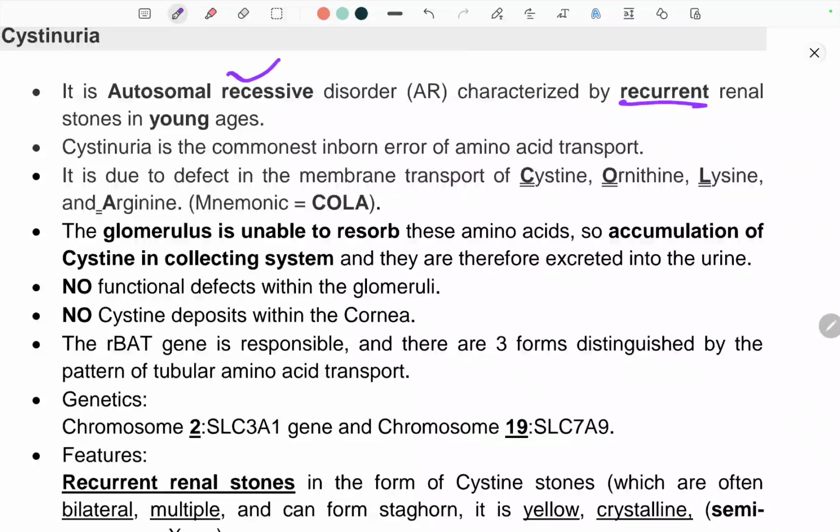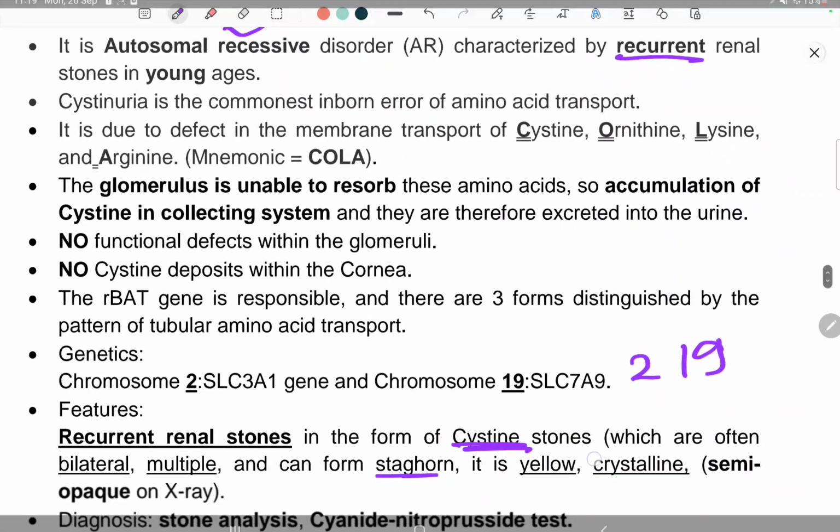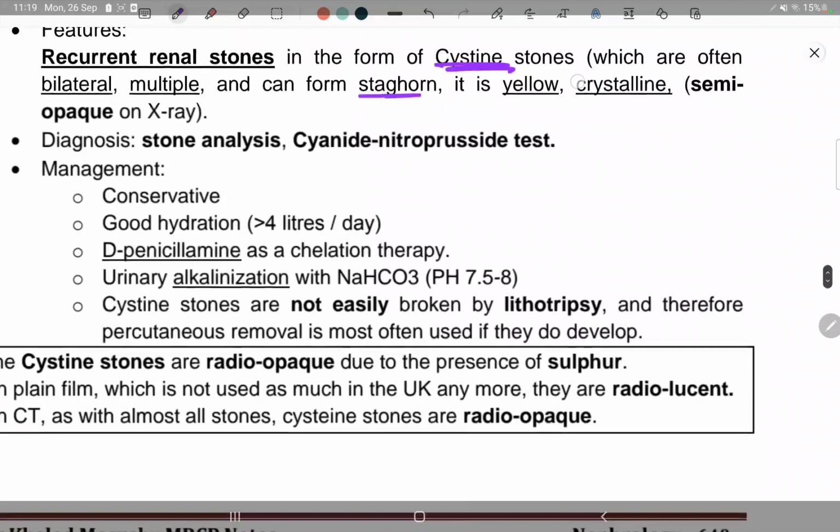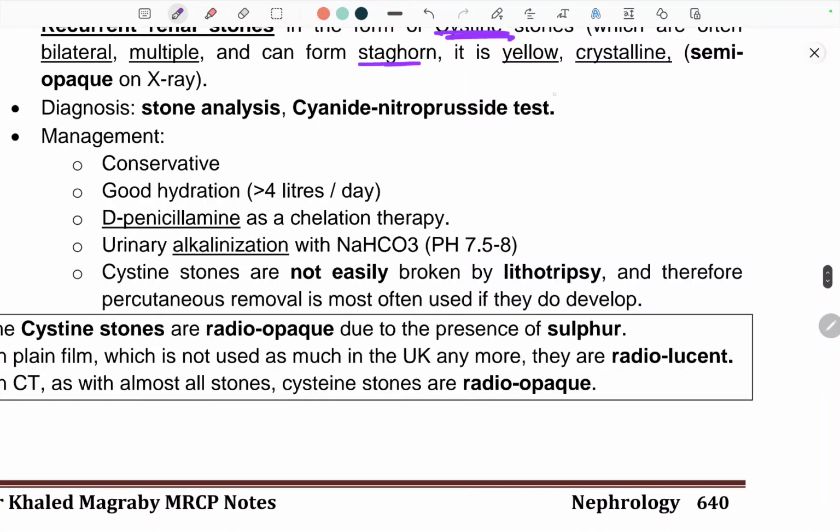The RBAT gene is responsible, and there are 3 forms distinguished by the pattern of tubular amino acid transport. Genetics: chromosome 2, SLC3A1 gene, and chromosome 19, SLC7A9. Features are recurrent renal stones in the form of cystine stones, which are often bilateral, multiple, and can form staghorn, yellow crystalline, and semi-opaque on X-ray. Diagnosis: stone analysis, cyanide nitroprusside test.